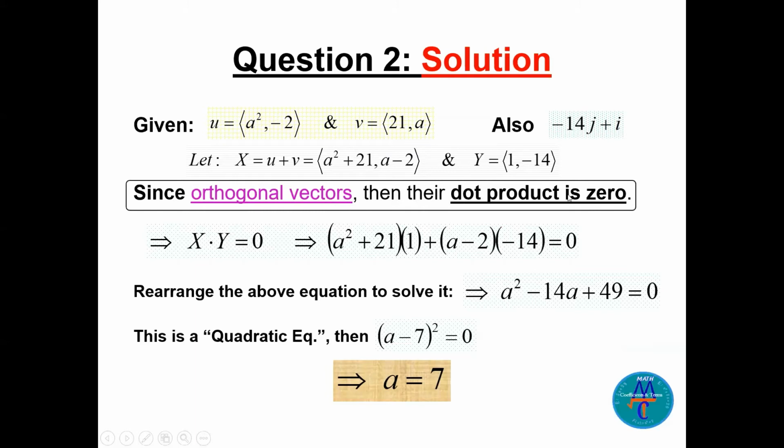That means the dot product is 0. So x dot y is equal to 0. So I put the components here: a squared plus 21 times the 1 plus a, minus 2 times the minus 14 is equal to 0. So we have an equation. Rearrange it, it will be a squared minus 14a plus 49. This is quadratic. You can factor it easily as (a minus 7) all squared. This is a perfect square trinomial. So a will be 7.